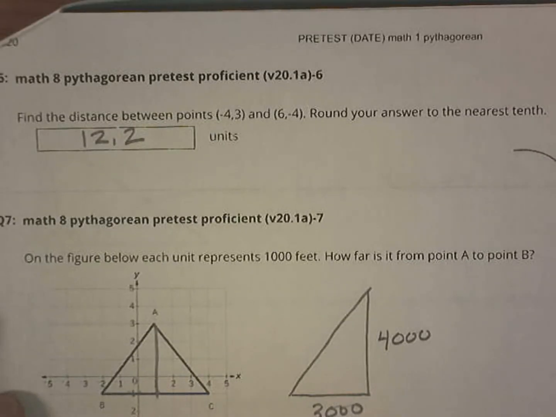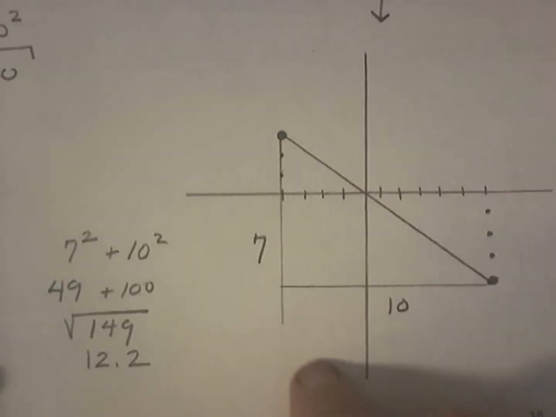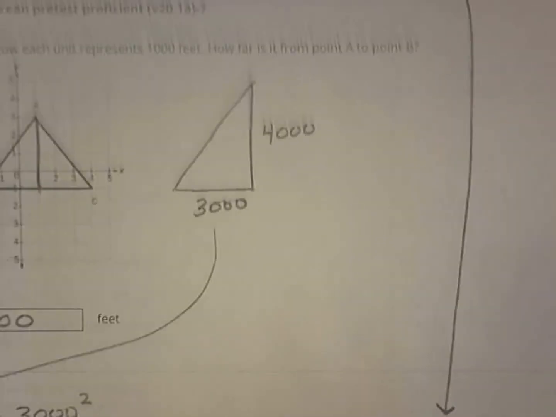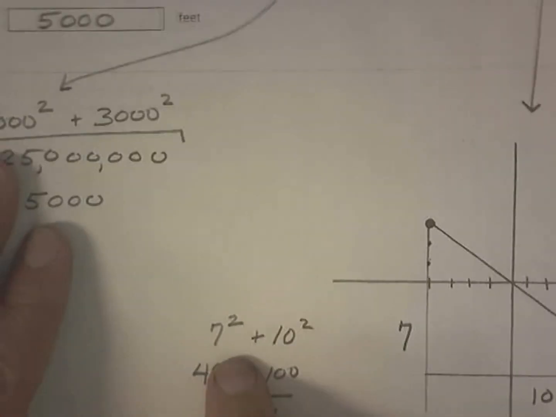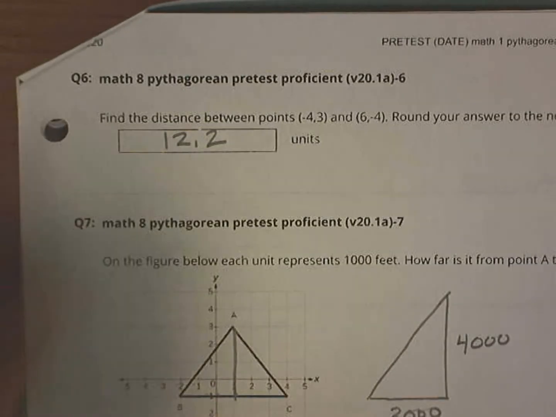Find the distance between the 2 points. What I did is I graphed it. You could use graph paper. So I graphed it and turned it into a right triangle. So I have 7 squared plus 10 squared, and the square root of that will be the hypotenuse. 7 squared plus 10 squared gives me 149. Square root of 149 is 12.2. So that was my answer right there, 12.2.